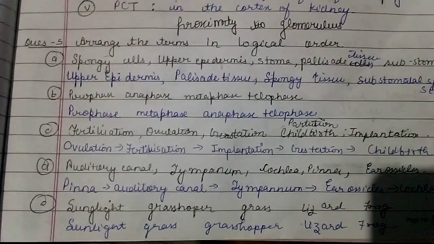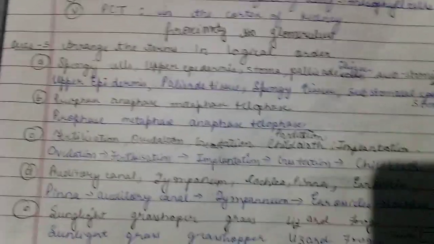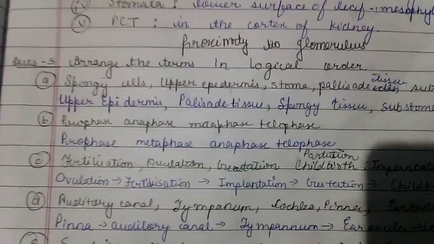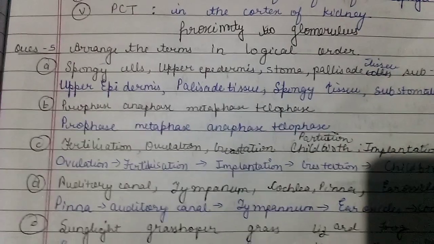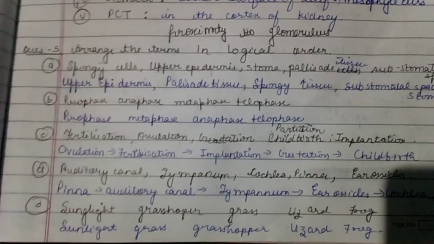Now arrange the terms in logical order type of question. A: spongy cells, upper epidermis, stoma, palisade tissue, and substomatal space. The answer is in the following sequence: upper epidermis, palisade tissue, spongy tissue, substomatal space, and then stoma. Next: prophase, anaphase, metaphase, telophase. The answer will be prophase, metaphase, anaphase, and telophase.